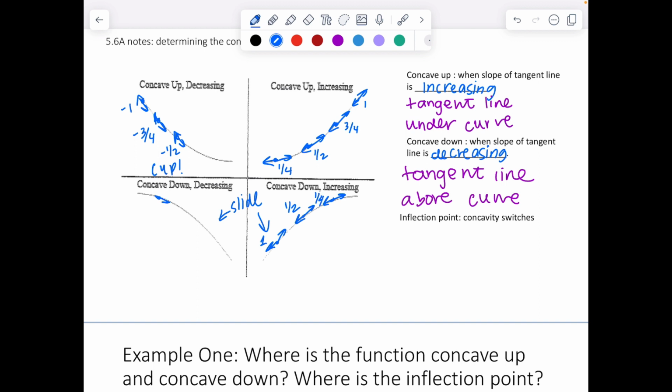If I do it over here, the slope of the tangent line is again decreasing. These tangent lines are getting worse and worse as I go, but this is -1/2. This is -3/4. This is -1. That's becoming more negative, and so it's decreasing.